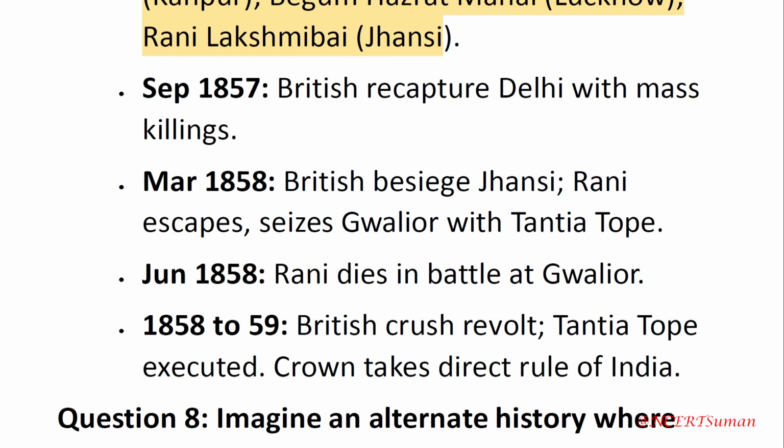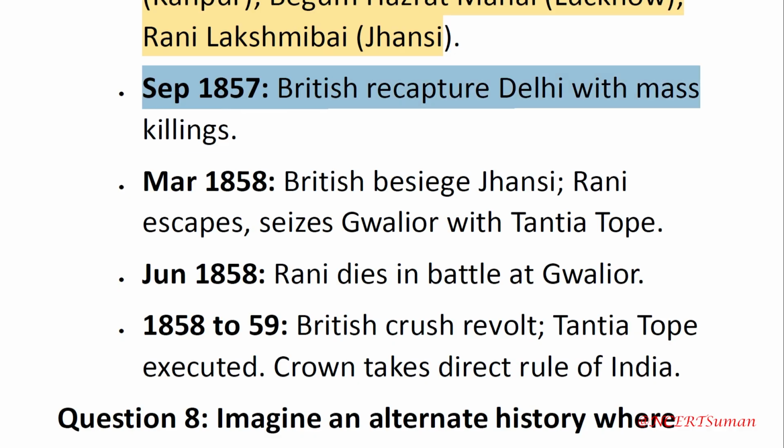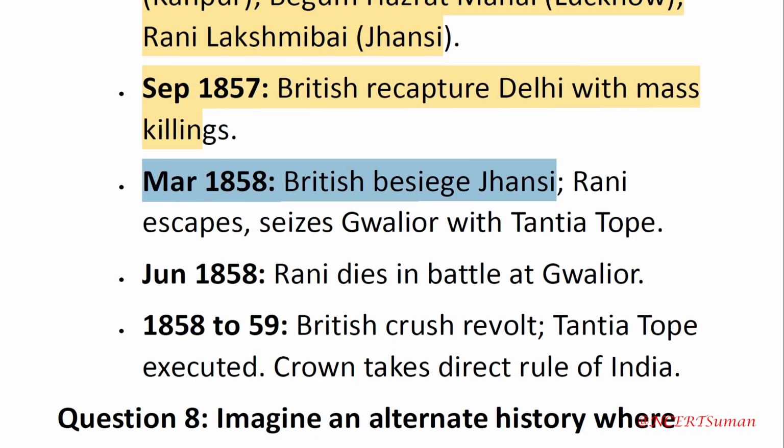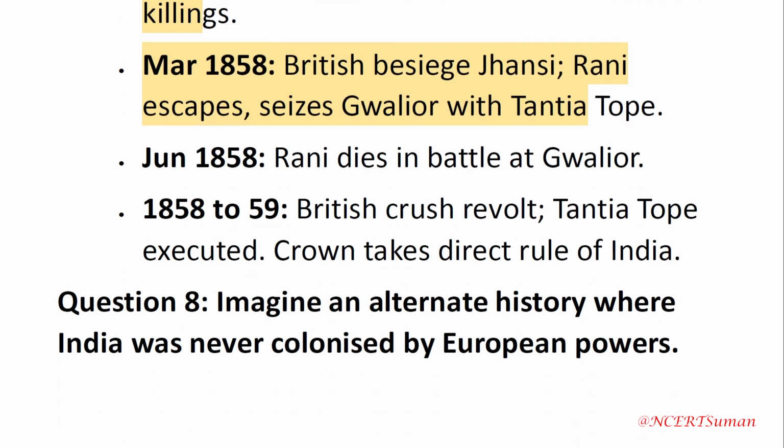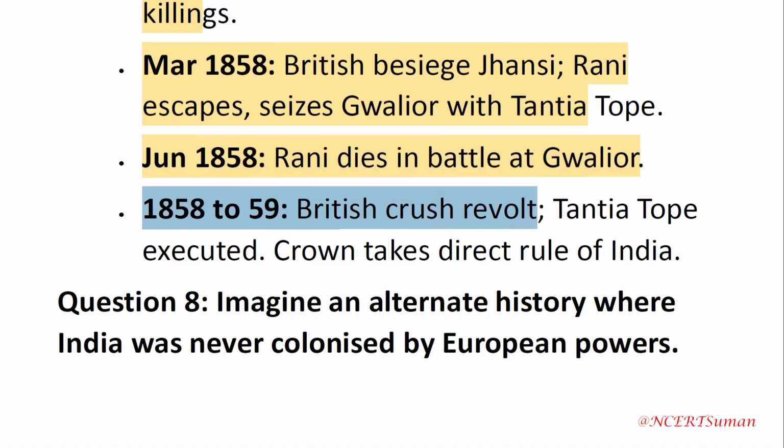Sep 1857. British recapture Delhi with mass killings. Mar 1858. British besiege Jhansi. Rani escapes, seizes Gwalior with Tancha Tope. Jun 1858. Rani dies in battle at Gwalior. 1858-59. British crush revolt. Tancha Tope executed. Crown takes direct rule of India.